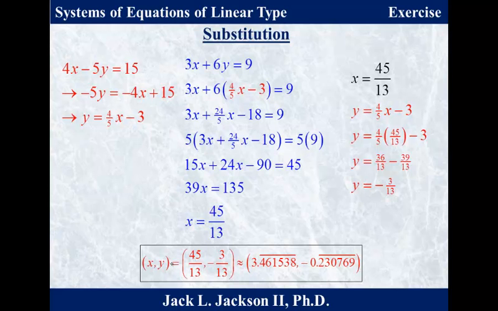So now we know x is 45 over 13. Go back to the equation that's got y and x in it. Plug that in place of x. Solve this equation down. 45 divided by 5 is 9. 9 times 4 is 36 over 13. Multiply top and bottom by 13 here to get 39/13 for 3. Subtract here, we get -3/13, and that's y.